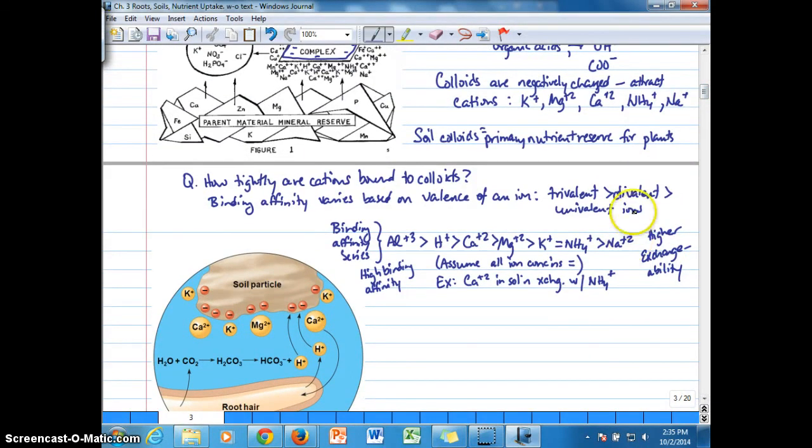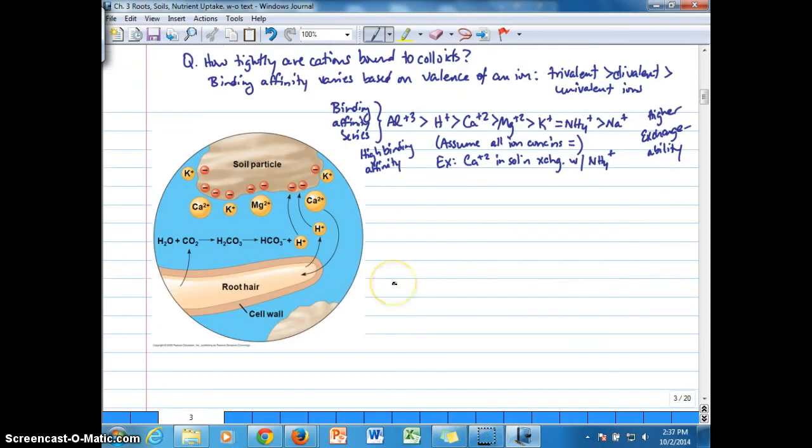Alright, so actually there's a little error here in our series. We want to get rid of that too. It's just a positive 1 on the sodium. There we go. We can also assume higher exchangeability at the low end, where these ions are going to exchange more readily off the colloids than something that's more tightly bound. So we can say that exchangeability of ions runs the reverse of the binding affinity series.